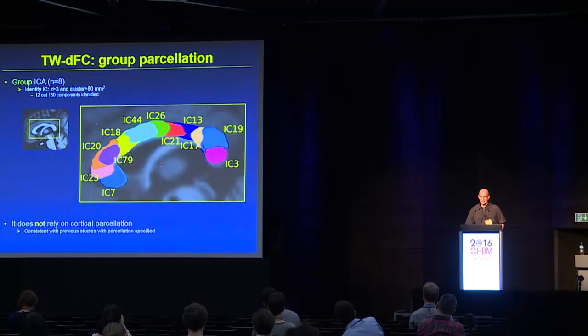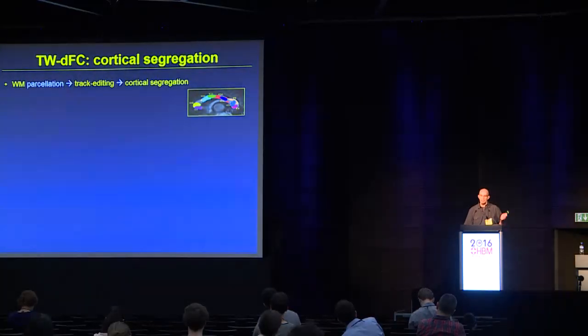And as I said, this can be done in a data-driven way, and it doesn't rely on having to assume any cortical parcellation to then map this one. The data themselves find which is the parcellation that should be. And you can go a step further to say, well, once we have a parcellation of the white matter, we can map it and parcellate the cortex. So, for example, we can do tract editing to parcellate the gray matter.